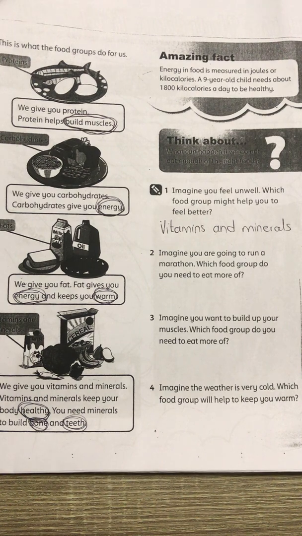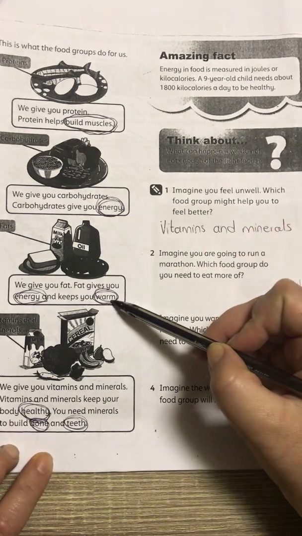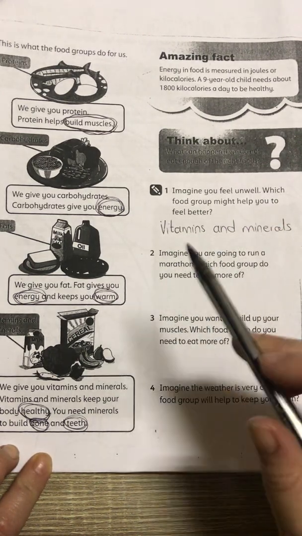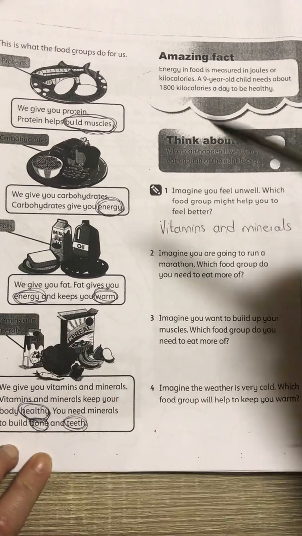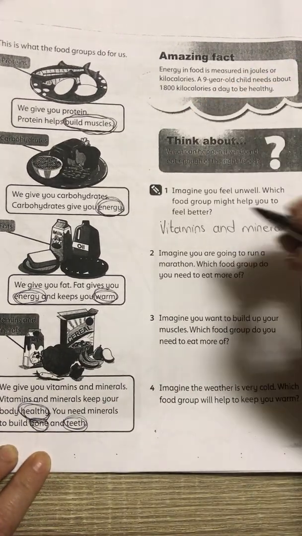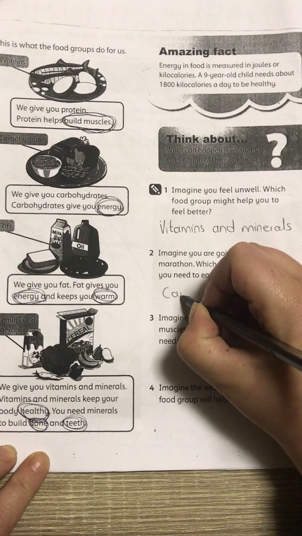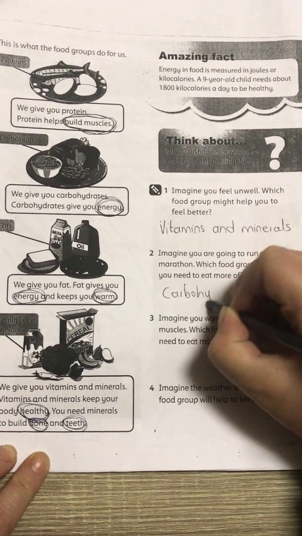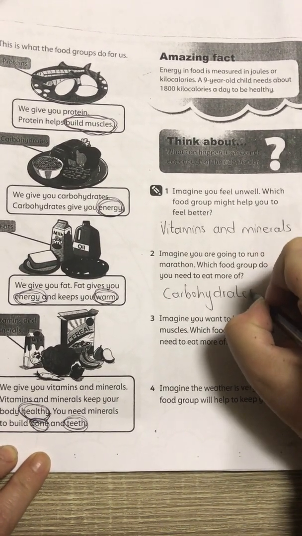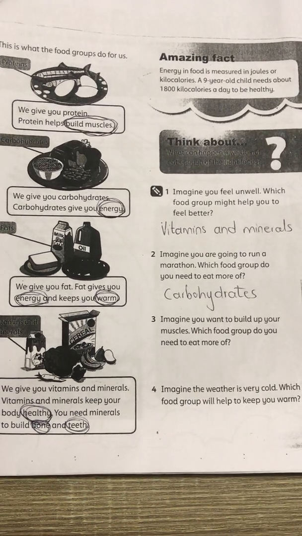Number two, imagine you are going to run a marathon. Okay, you're going to run a marathon. Which food group do you need to eat more of? If you really want to run a marathon, my friends, you are going to need a lot of energy. And we get energy from fats too. This keeps us warm as well, but you don't need to be warm for a marathon, even though it also gives us energy, I know. But energy from carbohydrates. So we write carbohydrates.